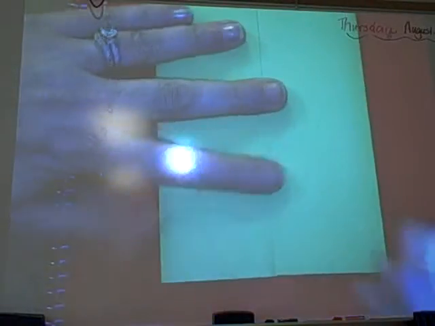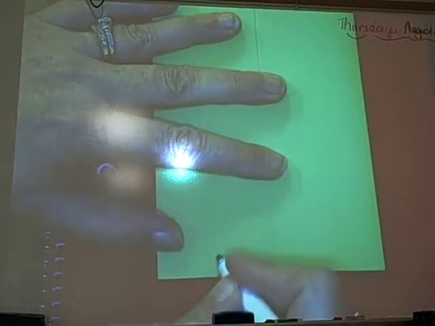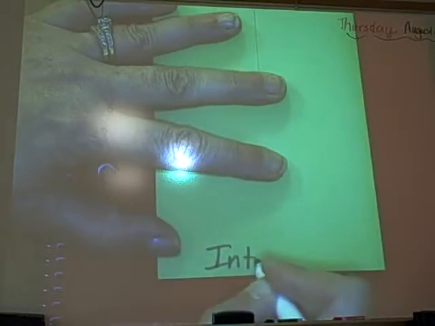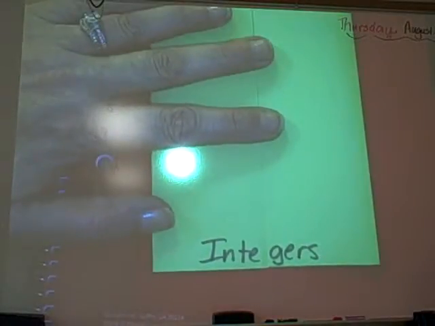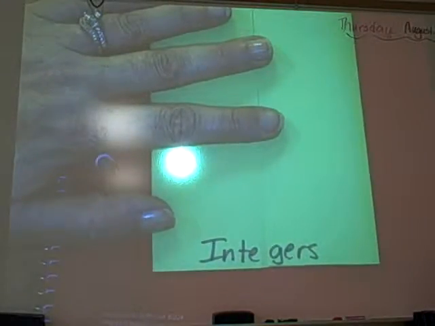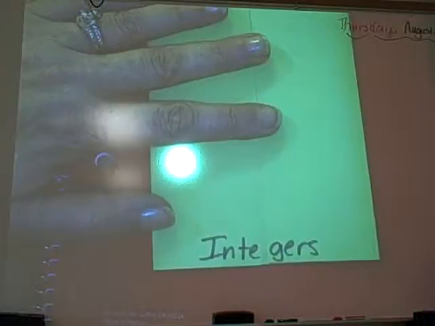So we're going to write integers at the bottom. So I'm going to split it up. I-N-T-E-G-E-R-S. Because I don't want to have to write on the spot where they come together. So integers across the bottom.